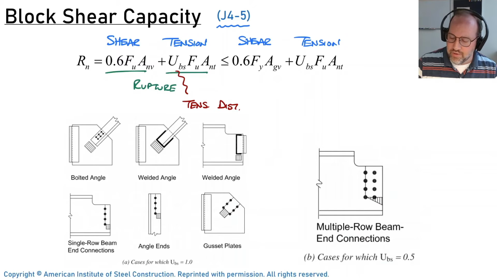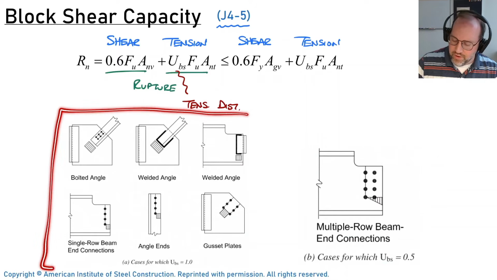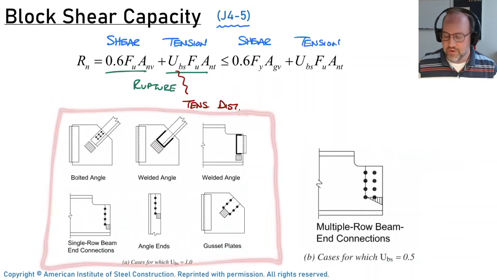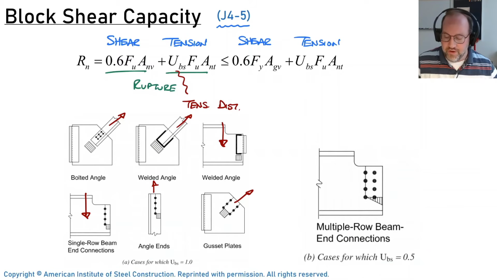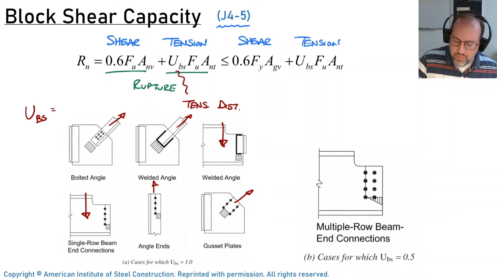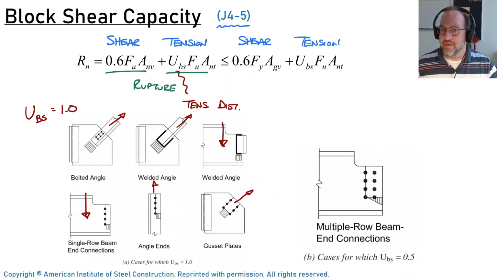So down here, the commentary of the steel code is going to give you a bunch of cases where Ubs is equal to 1. So for example, if I have tension here, this is a shear connection. Here's another type of shear connection. This is tension. It's tension pulling on the gusset plate here. All of these are going to have Ubs equal to 1 because the tension is effectively uniform over the cross section. Now, if we have tension that's not uniform, then we're going to use a Ubs factor of 0.5.